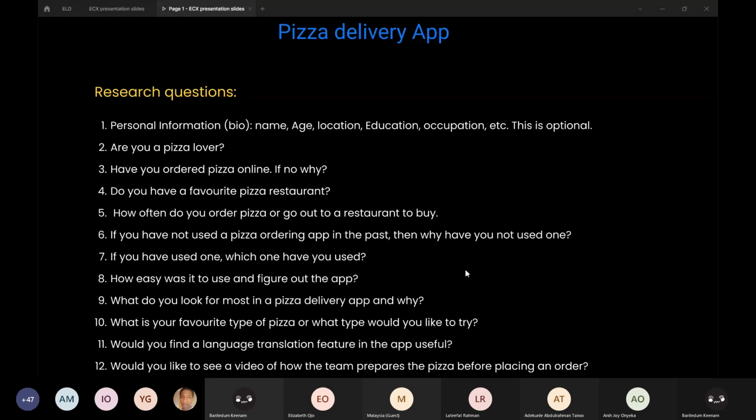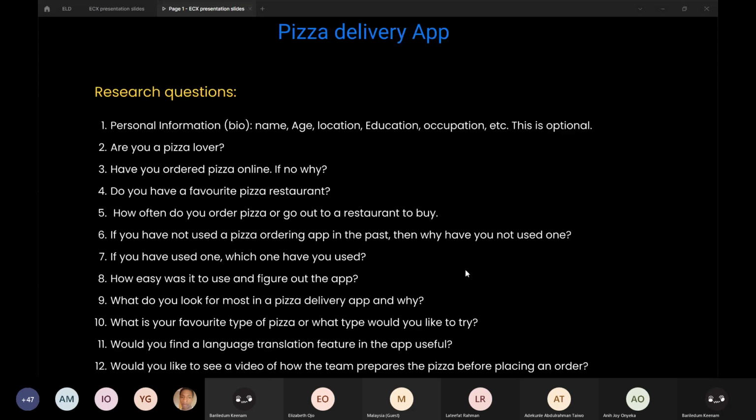So what is your favorite type of pizza or what type would you like to try? That's also a question that can be useful. Some people love a particular pizza. That might be a reason why they don't want to order the pizza and so on. So when you get that kind of feedback, you can look for ways of solving that kind of problem, maybe engaging those restaurants that have what that person wants.